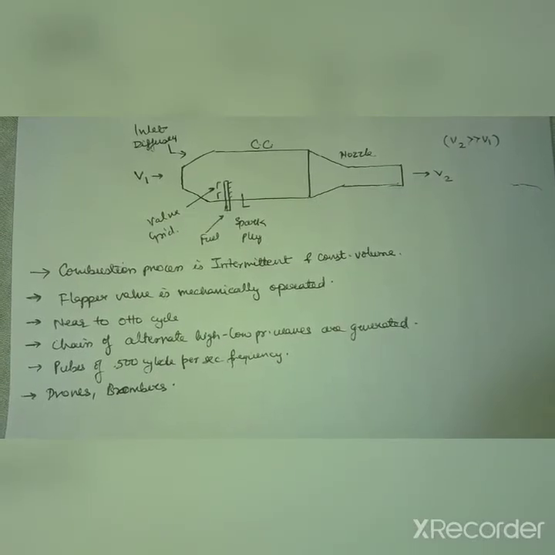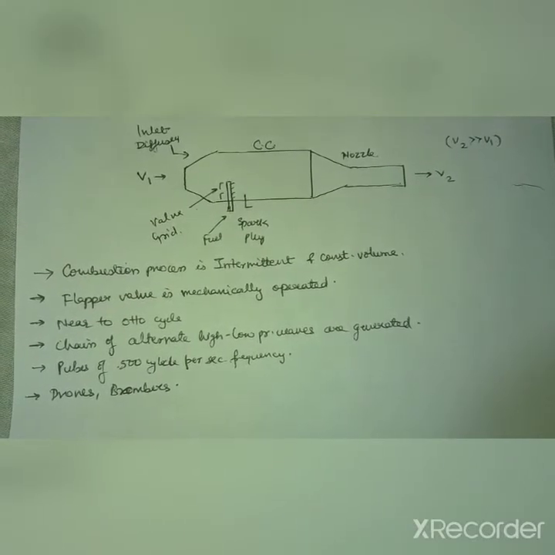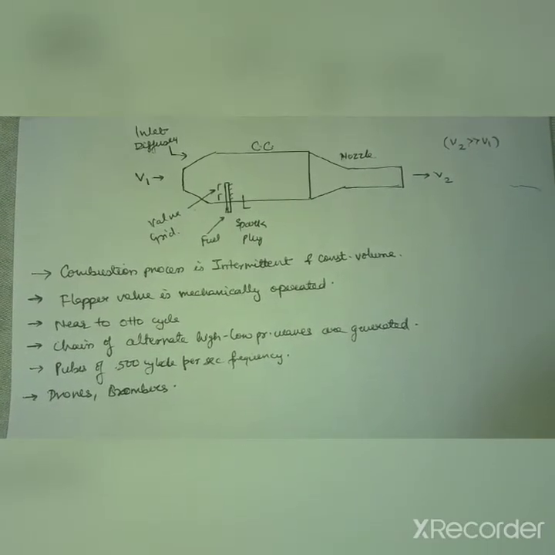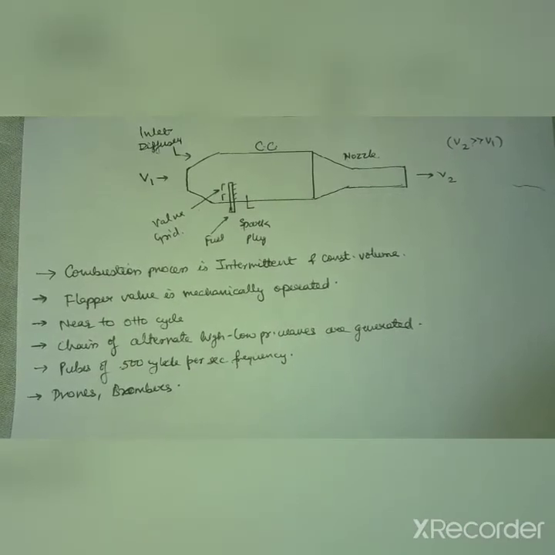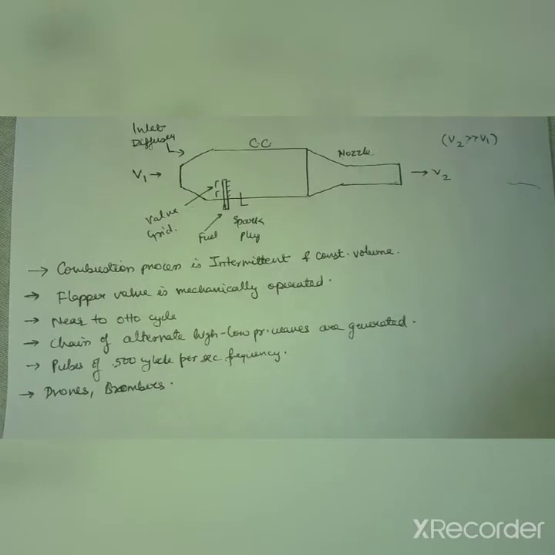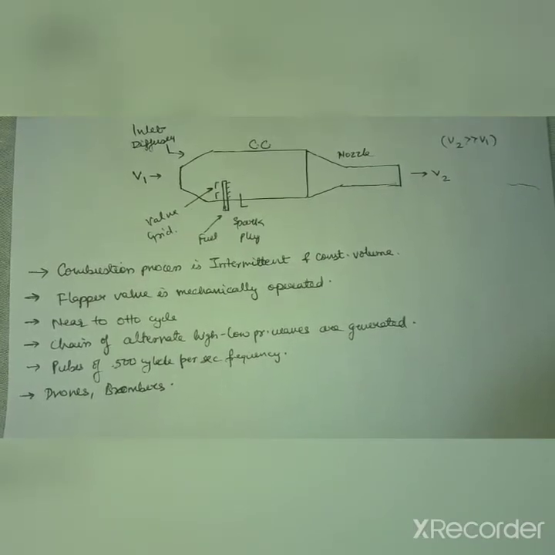So you can see how there are alternate cycles of high pressure and low pressure generated here, causing a pulse effect. This is why the engine is named as pulse jet engine. The cycle frequency of these pulses can be as high as 500 cycles per second.